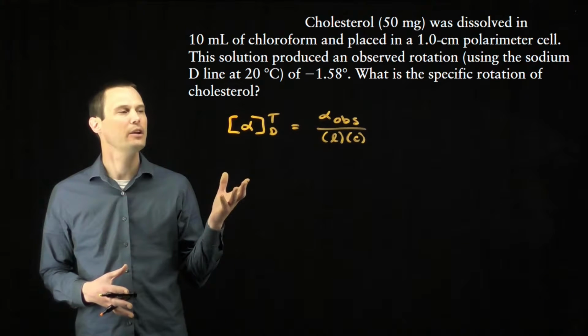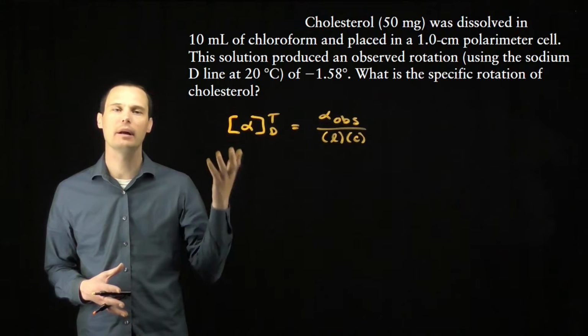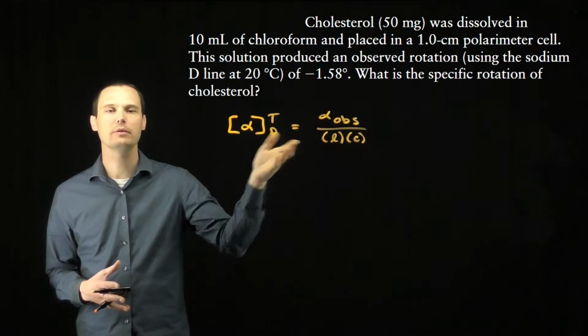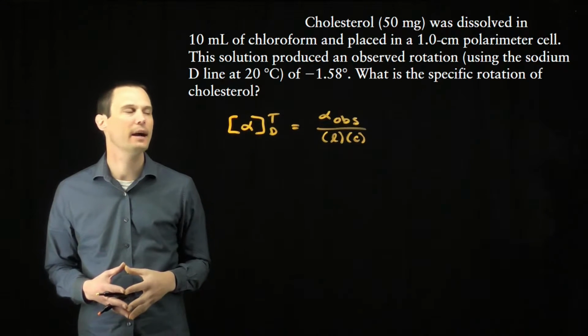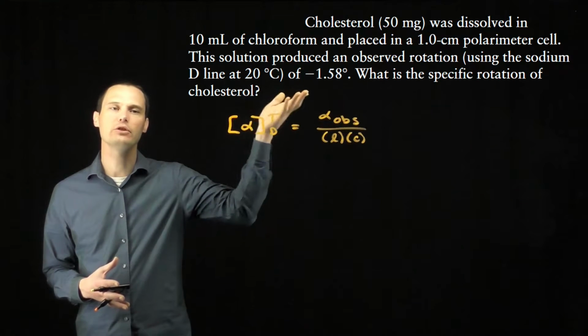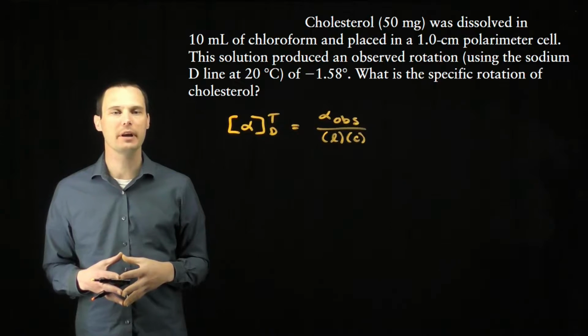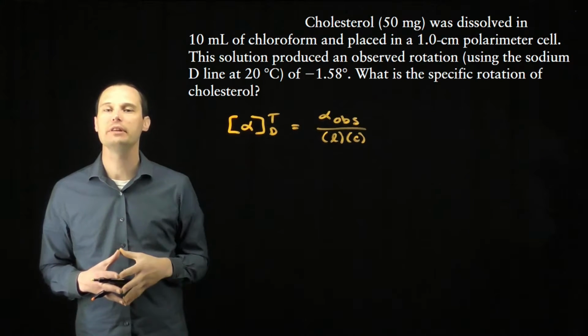This assessment asks us to calculate the specific rotation for this particular molecule given these parameters. Our equation for specific rotation is to take the observed rotation and divide by the path length and the concentration. The path length is given to us. It's a 1 centimeter polarimeter cell, which is a 0.1 decimeter cell. The concentration, though, we're going to need to do a little bit of work.